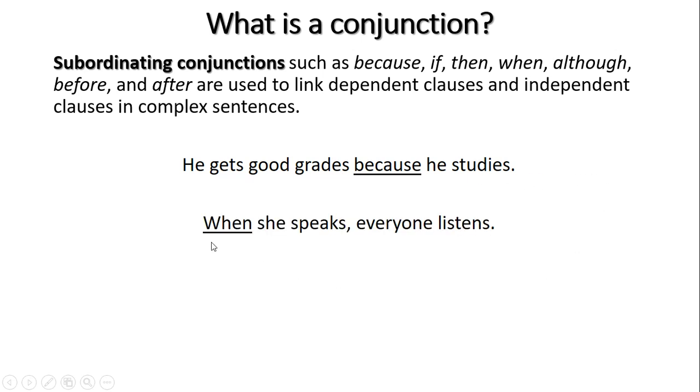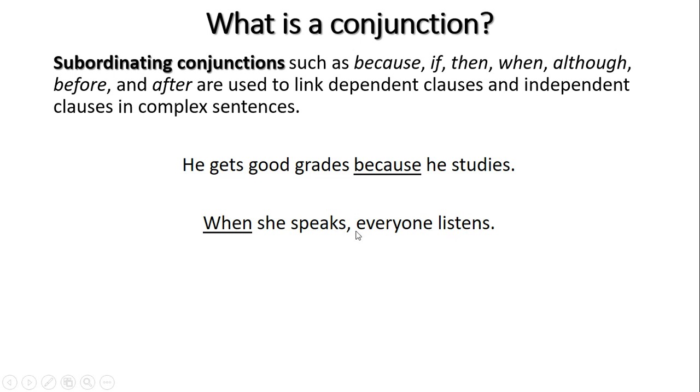This one's a little different though. When she speaks, everyone listens. Now this seems like a really short sentence, but there are 2 clauses here. The first one is when she speaks. This is an example of a dependent clause. And then everyone listens, I have a subject and a verb. This is my independent clause.